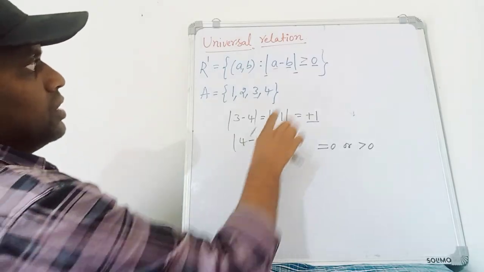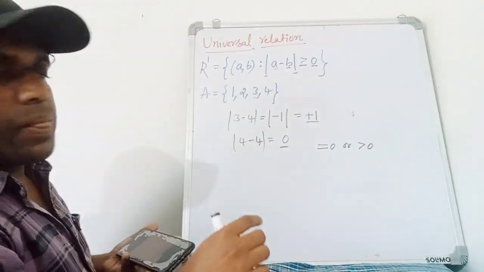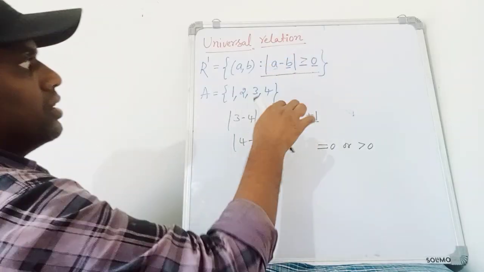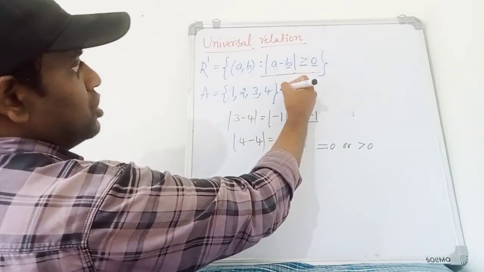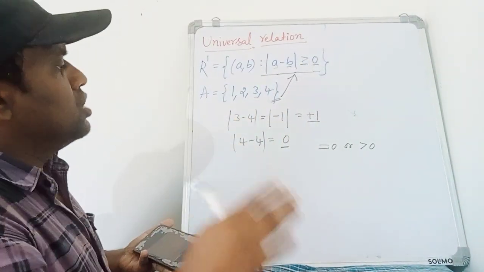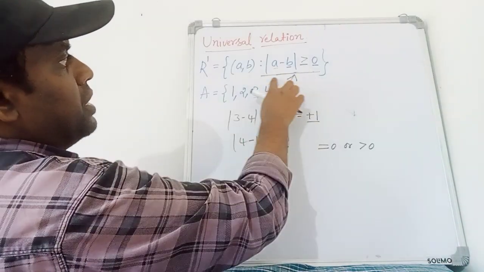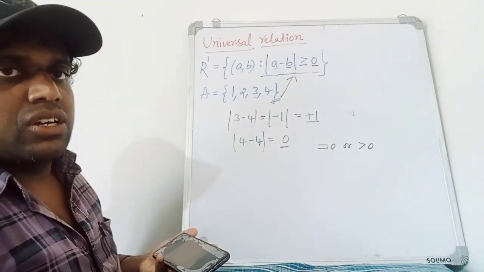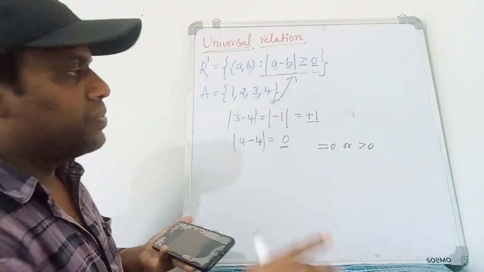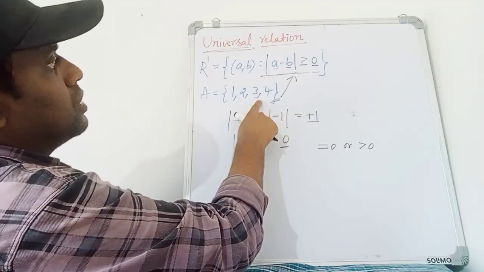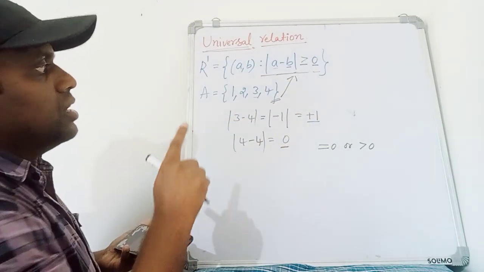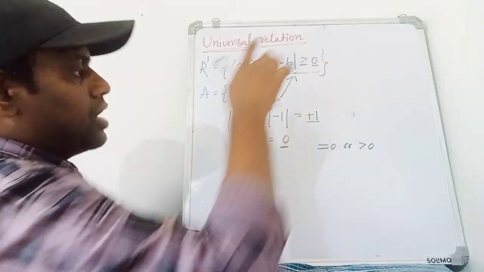So this condition is true because of this symbol, for the numbers you take from this set. For each and every element you take for a and b, this condition is satisfied. That is called universal. Universal means all numbers will satisfy this condition. So this is the meaning of universal relation.